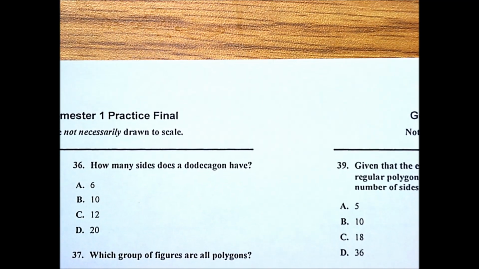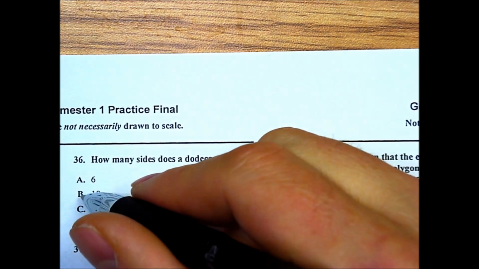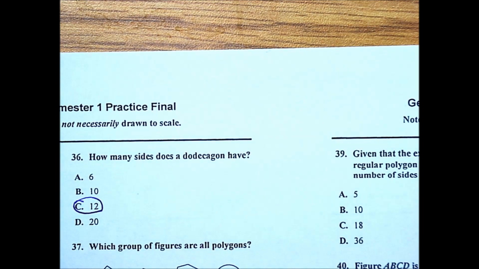All right, question 36. Dodecagon. How many sides? Do. So dodecagon. Decagon is 10. Dodecagon is 12. 2 plus 10. Kind of like dos plus diez. Dodecagon.